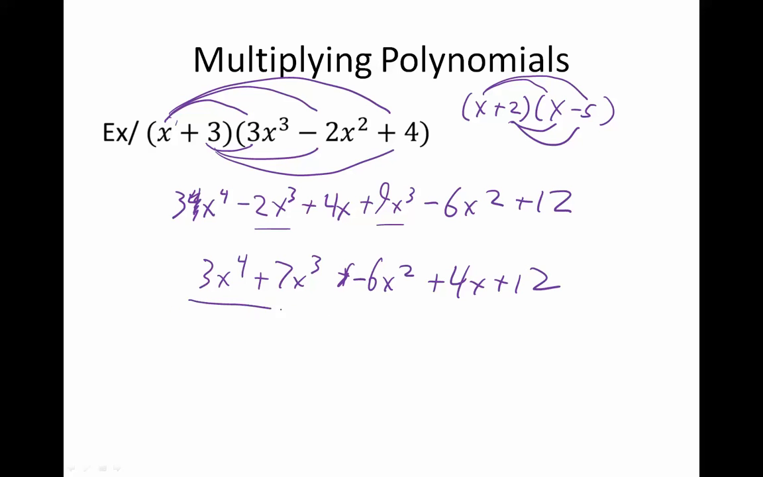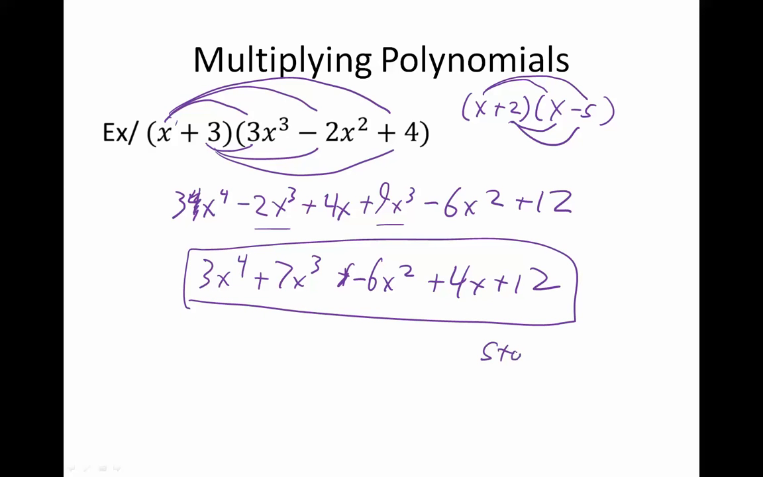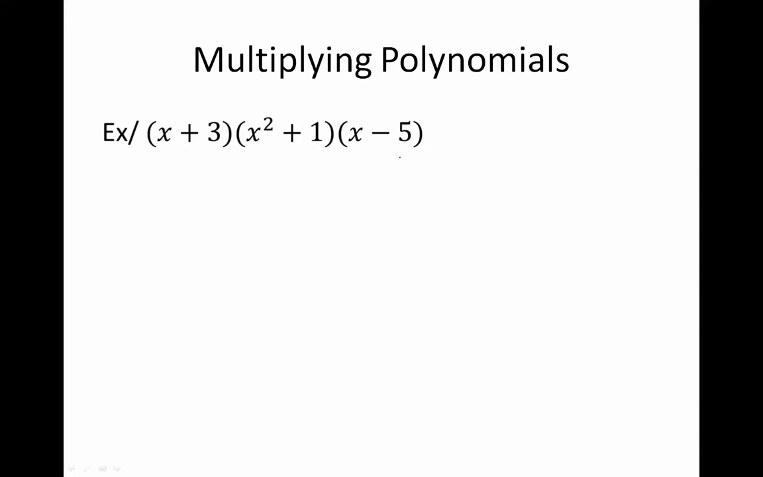Notice that I'm putting my answers in standard form, right? Standard form being where we start with the highest exponent and then we go down in degree from there. But that's it. Make sure everything in this polynomial multiplies everything in this polynomial, right? That's the key. Let's do one more example.